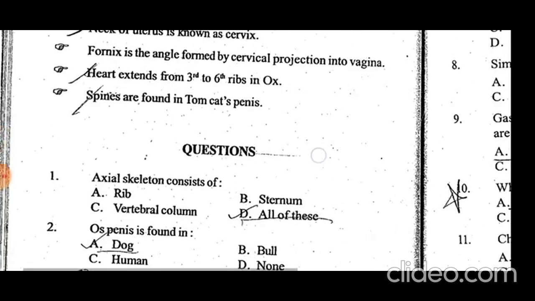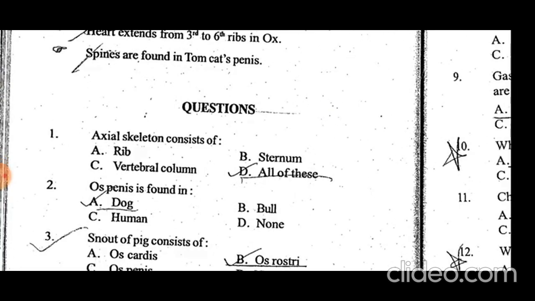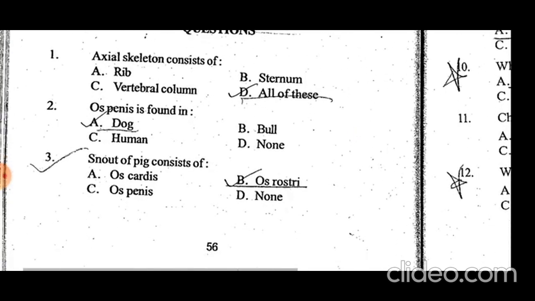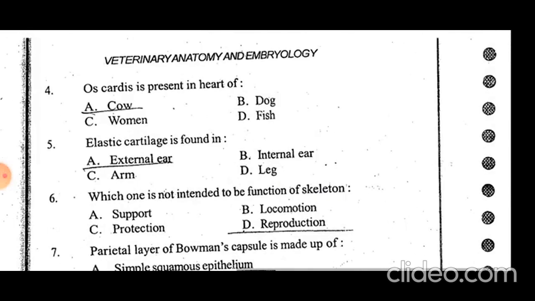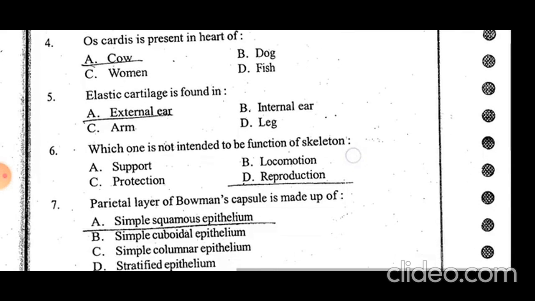Axial skeleton consists of ribs, sternum, vertebral column, and head or skull. Os penis is found in dog. Snout of pig consists of os rostri. Os cordis is present in the heart of ox. Elastic cartilage is found in the external ear. Reproduction is not a function of the skeleton.